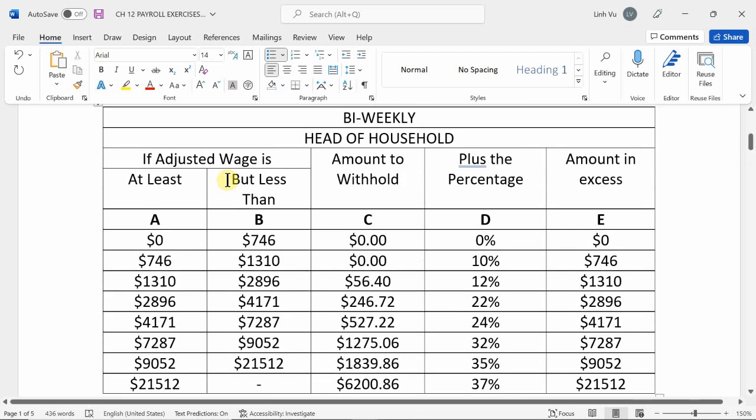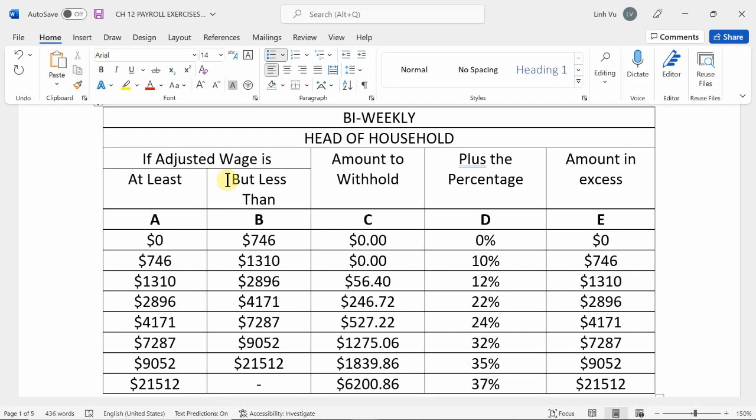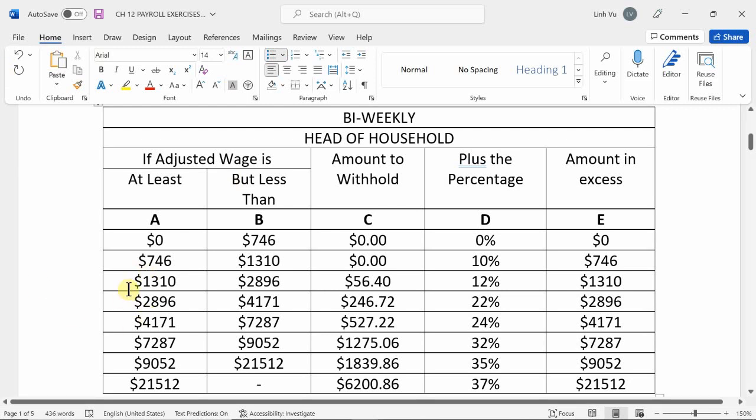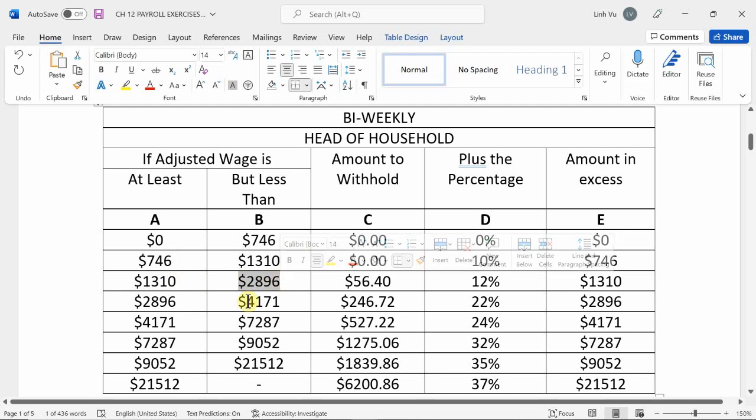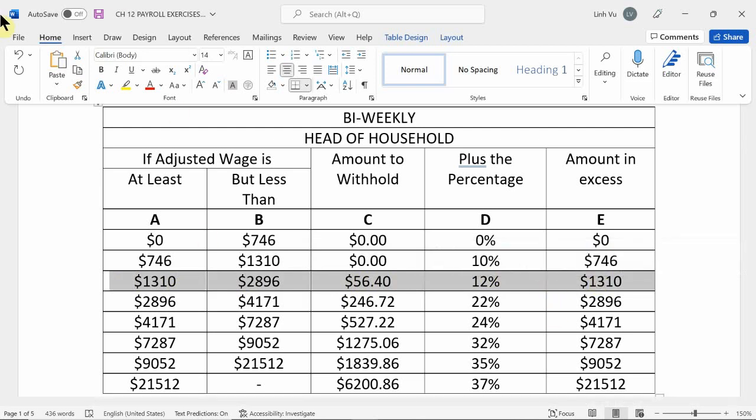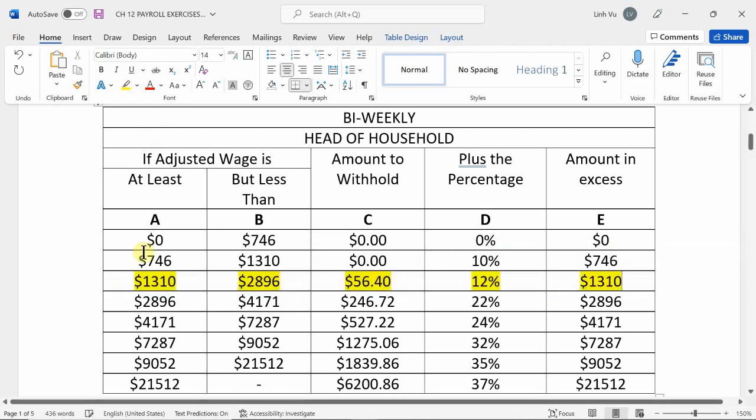So we use the table. It's the third row, right? Because he's definitely earned more than 1310. He earned 1404, so in this case he's definitely made more than 1310, but he's definitely made less than $2,896. So in this case, this is the row he's going to fall under.